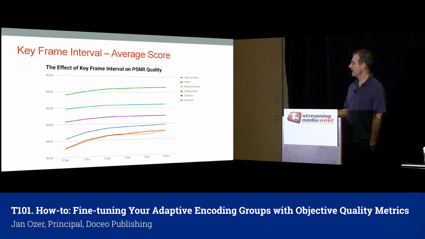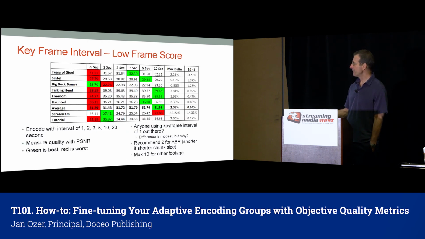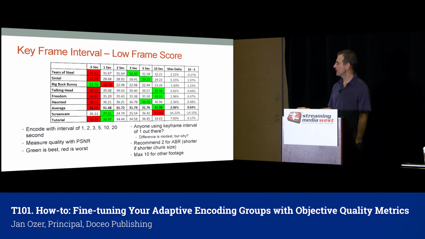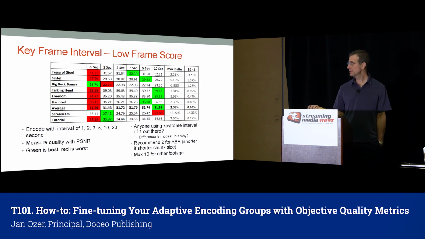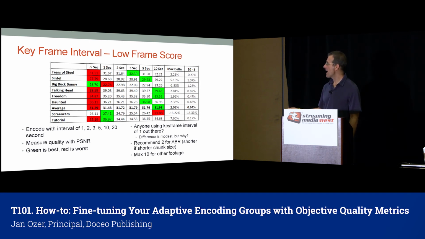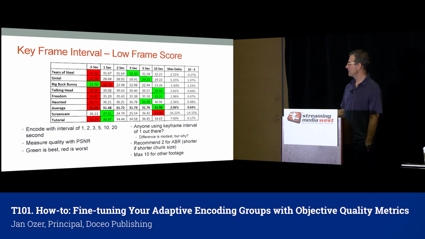And then low frame quality, again, always measure that, and you see significantly worse low frame quality with shorter keyframe intervals. So I would not use 1 second. The difference between 2 seconds and 3 seconds is pretty minimal. So either one of these should be fine. I wouldn't go lower than this. And if you're encoding for adaptive bitrate, you typically can't go lower than these two anyway.